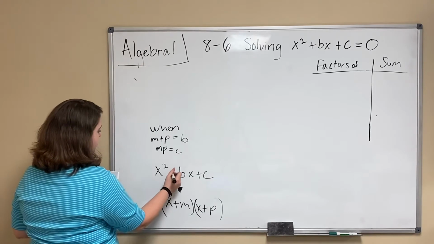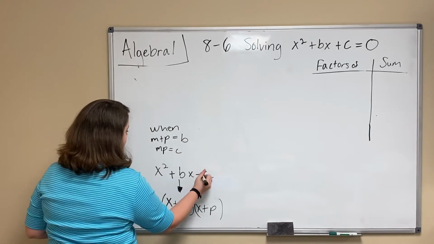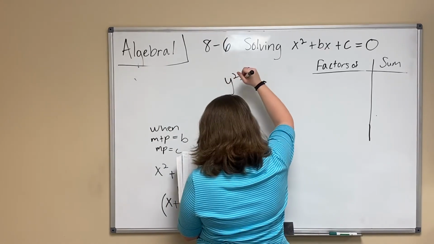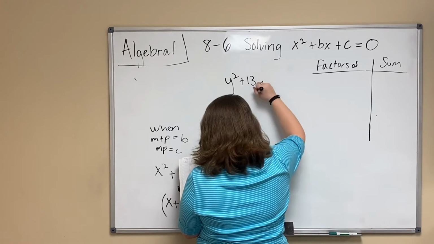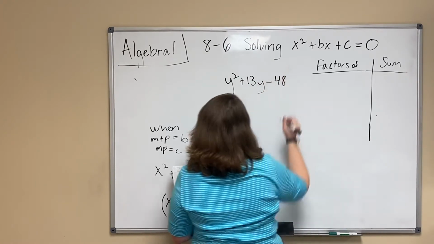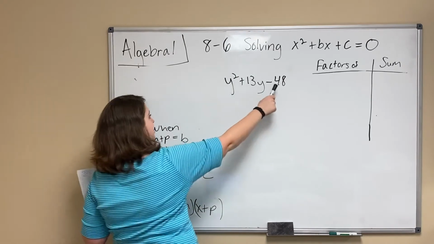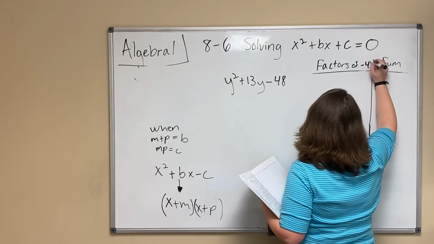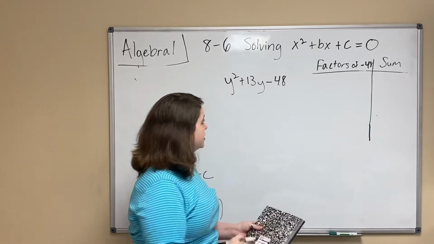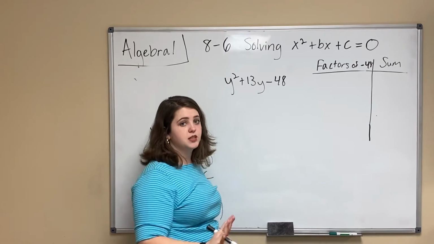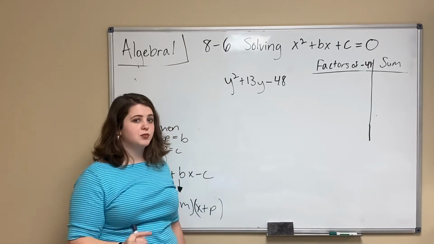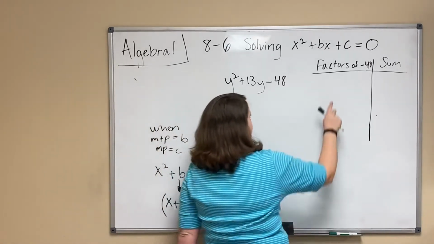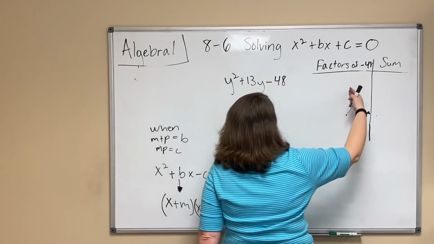Okay, so this time our B is back to being positive, but our C is negative. We're going to do y squared plus 13y minus 48. So our B is positive, but our C is negative. So we have to find factors of -48. For the product of something to be a negative number, I have to be multiplying a positive number by a negative number. So all of my factors should end up being a positive number and a negative number.